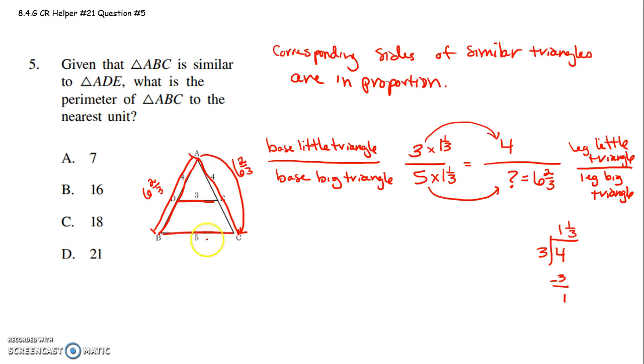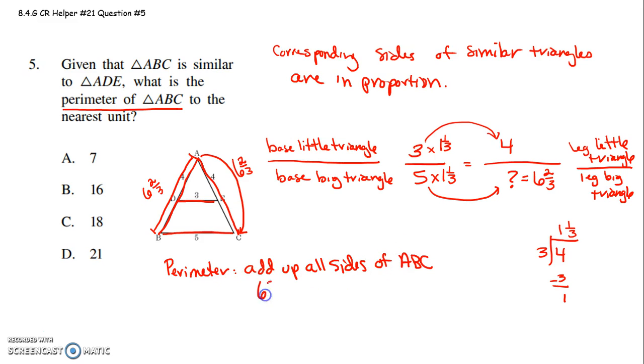So now I have the 3 sides to my large triangle. I want the perimeter of ABC. So to find the perimeter of ABC, I just add up all the sides of ABC. So I take 6 2/3 plus 6 2/3 plus 5.